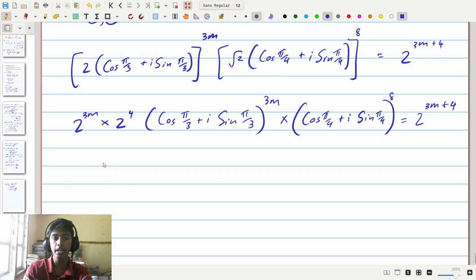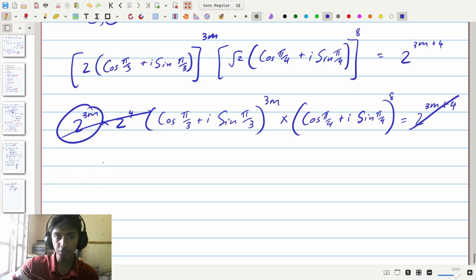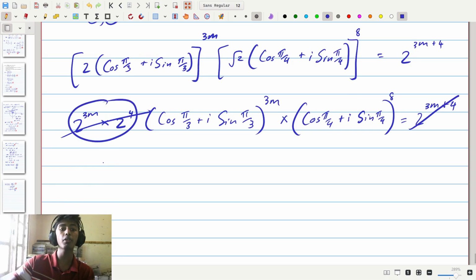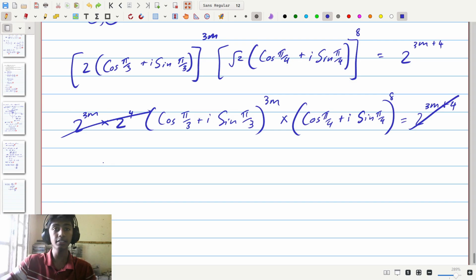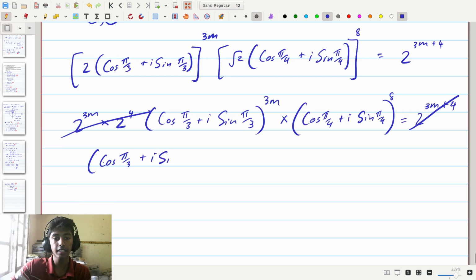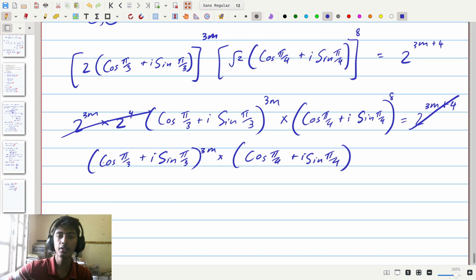Now what we're going to do is use index rules to cancel this out with this, since 2 to the power of 3m times 2 to the power of 4 is simply 2 to the power of 3m plus 4. So we can cancel both sides since it's not equal to 0, and then we get that (the cosine of pi by 3 plus i times the sine of pi by 3) to the power of 3m times (the cosine of pi by 4 plus i times the sine of pi by 4) to the power of 8 must be equal to 1.